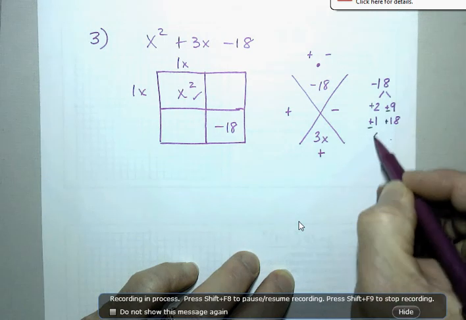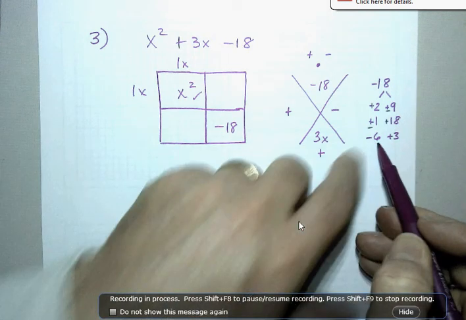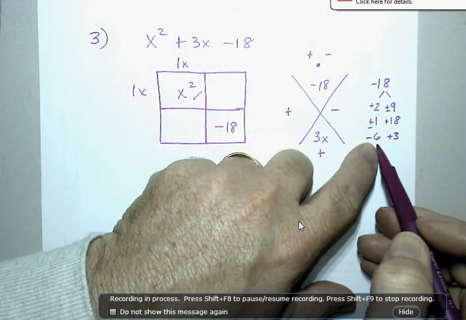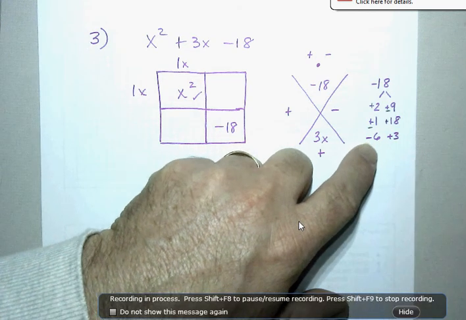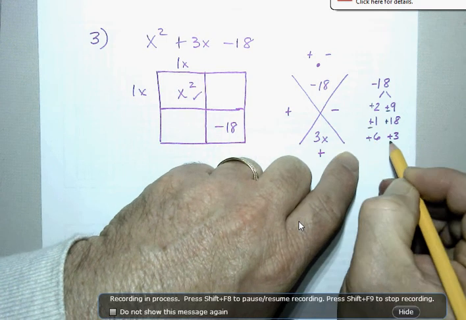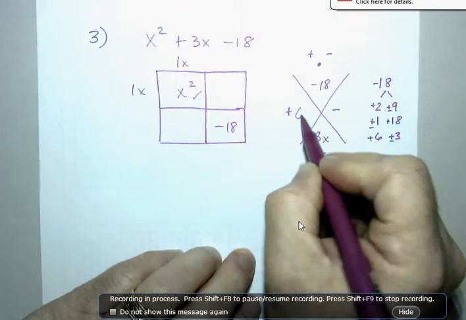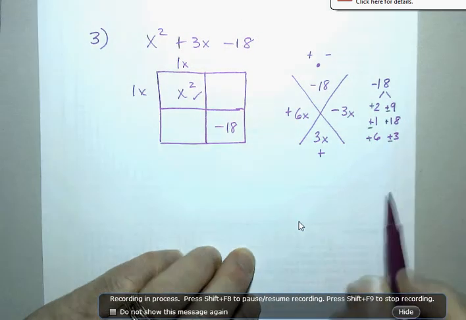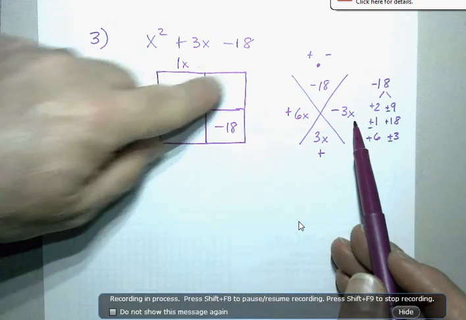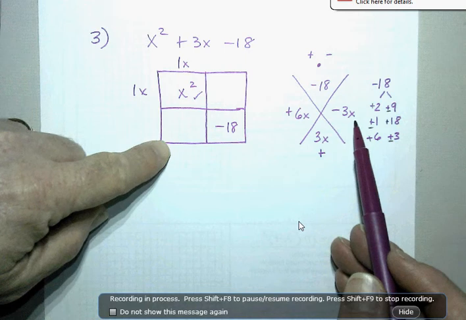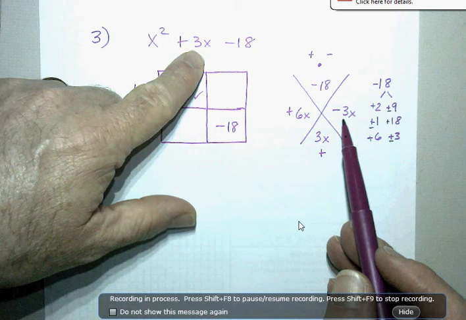But if I do 6 and 3, and if I do negative, positive, that would be a negative 3 when I add them. So if I turn this around and make that one the positive and that one the negative, that would give me my positive 3. So I want to make 6x here and negative 3x there. So it matters which one I make positive and which one I make negative. It doesn't matter which one I put in which box, but it matters which one I make positive and which one I make negative, because I've got to get the right combination for the middle.